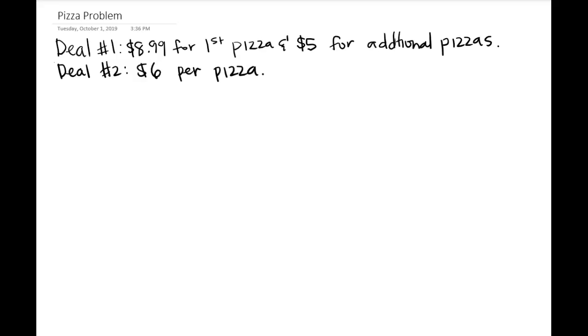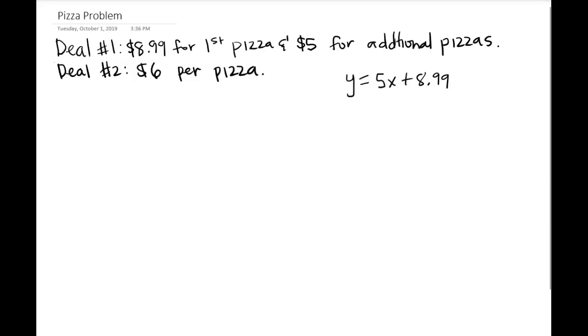So deal number 1 says that it's $8.99 for the first pizza and then $5 for each additional pizza. When I was reading through that really quick, and I know a lot of you did the same thing, you're thinking that the equation would be y equals 5x plus $8.99, because x would be the number of pizzas. However, the thing that's not accounted for is that this $8.99 is already another pizza that you've bought. So x really doesn't represent the number of pizzas there.